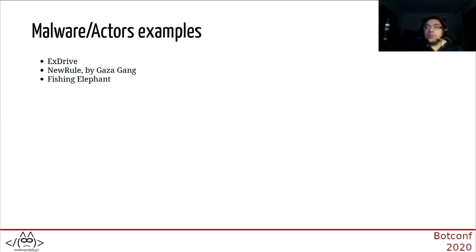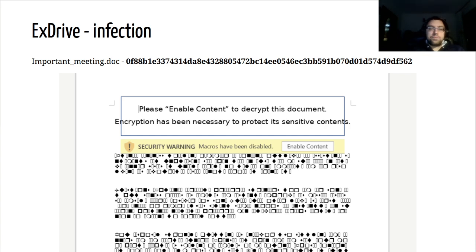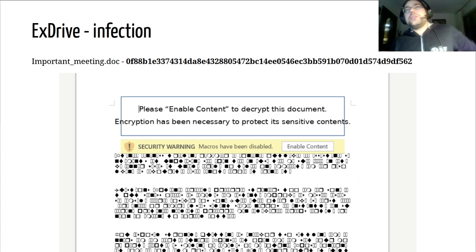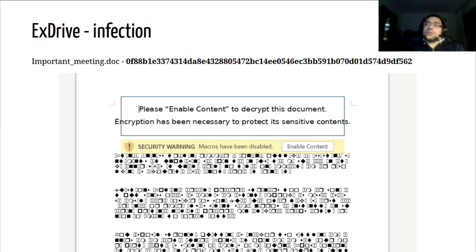Okay, let's go. XDrive. We'll go through the whole infection chain, and I'll give you some nice pointers on what's going on there. It started as most attacks do, with some sort of spear phishing and a document with macros, and some sort of social engineering attempt to force the user to click and run the macros.